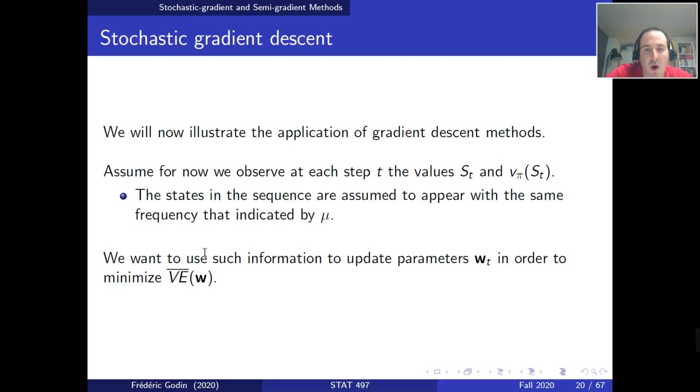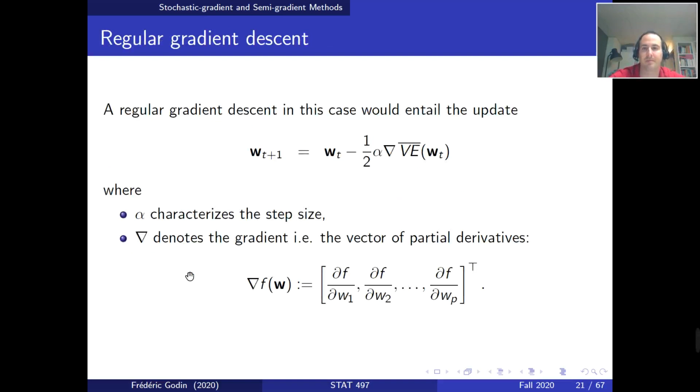So we will want to use this information, St and v pi of St, on every time step to update parameters wt so as to minimize our objective function, which is the mean square error between our approximation and the true value function. If we apply regular gradient descent, which was already discussed in previous chapters, then this entails having a sequence of parameter estimates as follows. The next estimate is the current estimate minus 1/2 times the learning rate times the gradient of the objective function.